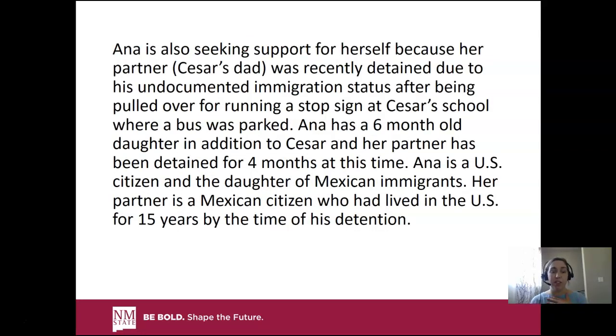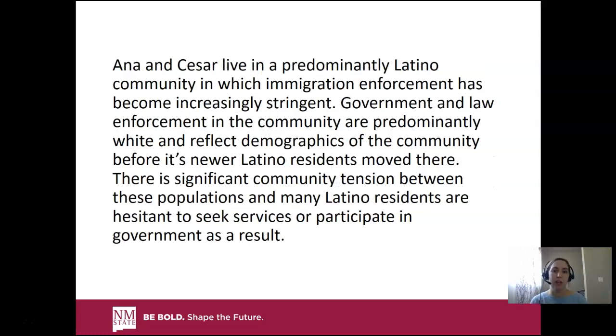She's also seeking support for herself because her partner, who is Cesar's dad, was recently detained due to his undocumented status. He was pulled over for running a stop sign at school, and that led to his detention. Anna has a 6-month-old daughter in addition to Cesar, and the partner's been detained for 4 months, so he's been gone for a lot of the daughter's life. Anna's a U.S. citizen, daughter of Mexican immigrants. Her partner is a Mexican citizen who lived in the U.S. for 15 years by the time of his detention. Anna and Cesar live in a predominantly Latino community in which immigration enforcement has become increasingly stringent. Government and law enforcement in the community are predominantly white.